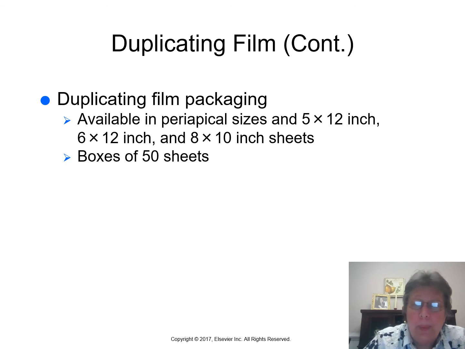Duplicating film also comes in different sizes. It comes in the same sizes because you may need to duplicate a panoramic, you may need to duplicate a cephalometric, so they also come in different sizes.